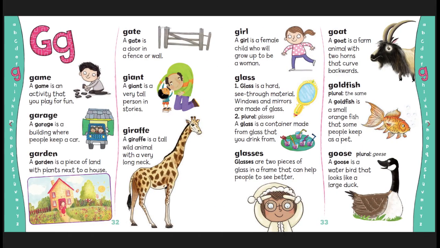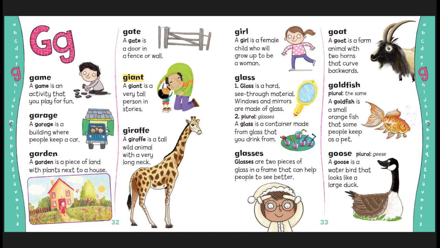G. Game. A game is an activity that you play for fun. Garage. A garage is a building where people keep a car. Garden. A garden is a piece of land with plants next to a house. Gate. A gate is a door in a fence or wall.